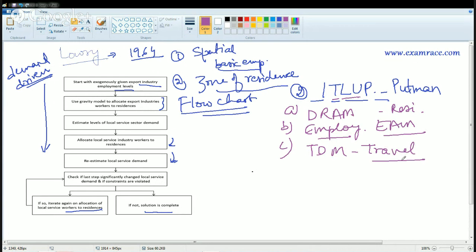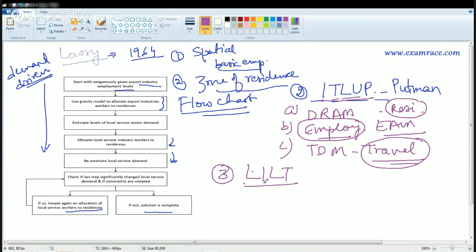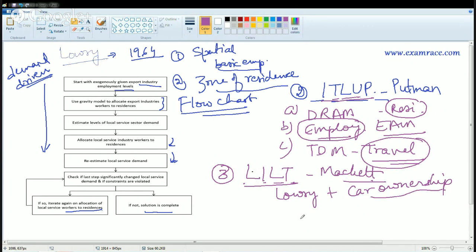So under the travel demand model, under the integrated transport and land use program, what he tried to explain was the concept based on residential requirements, employment, and travel needs. The next model that is important under the spatial interaction models is the LILT, the Leeds Integrated Land Use Transport Model. This was propounded by Mackett. It basically tried to combine the concept of Lowry plus the concept of car ownership. So he propounded a unique model for transportation which was based on the concept of Lowry and the car ownership.